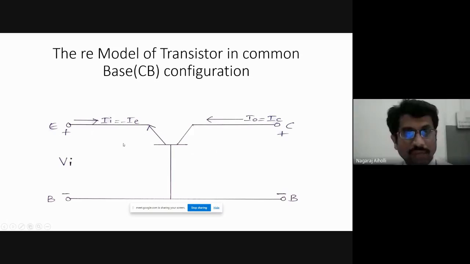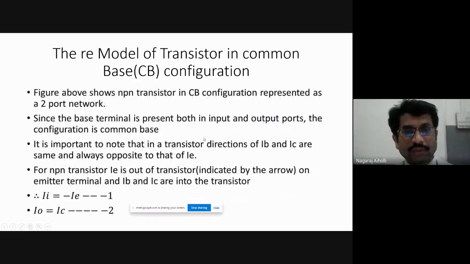According to our convention, the direction of the arrow mark should always be inwards, that is, pointed into the transistor. That's why we are showing the emitter current arrow into the transistor here, and the collector current also into the transistor. This is a circuit which shows the NPN transistor in common base configuration, which is a 2-port network. As the base terminal is there in both input and output circuits, it is called common base configuration.